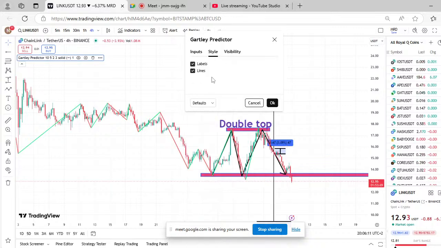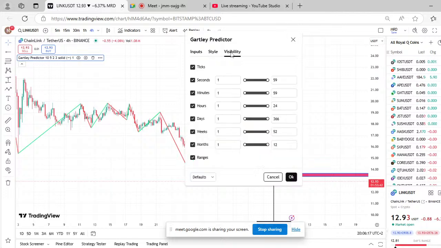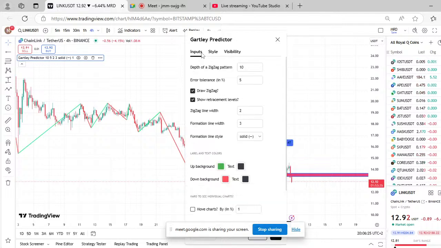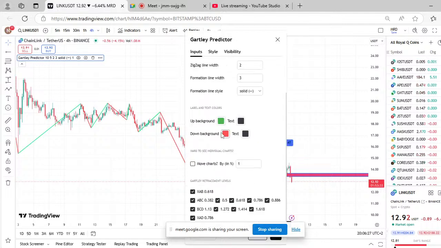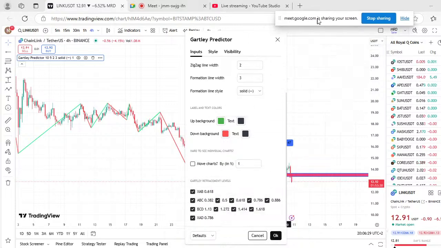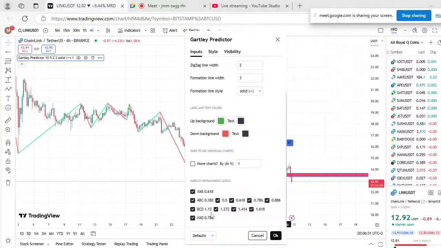Then when we go to style, we have to make sure the labels are ticked, then lines are ticked, then don't change anything on visibility. Don't change anything. Are we together? Then from there you will definitely save as default, and you click OK.